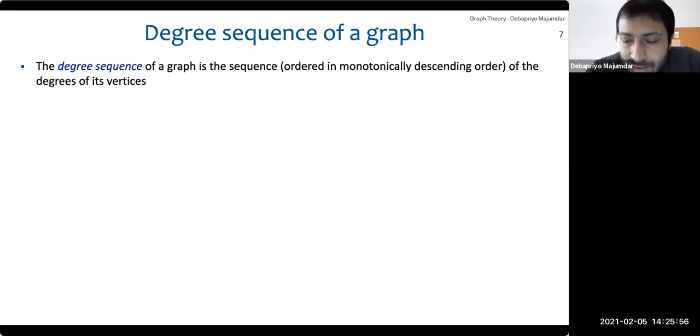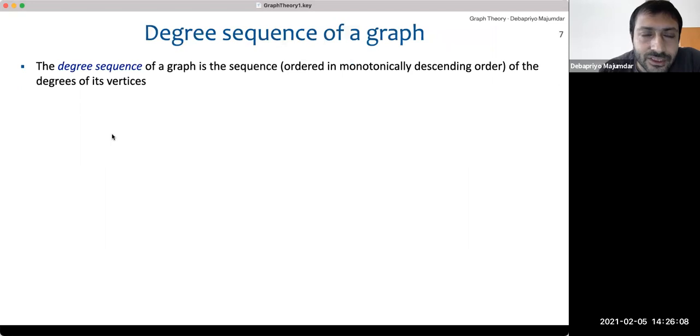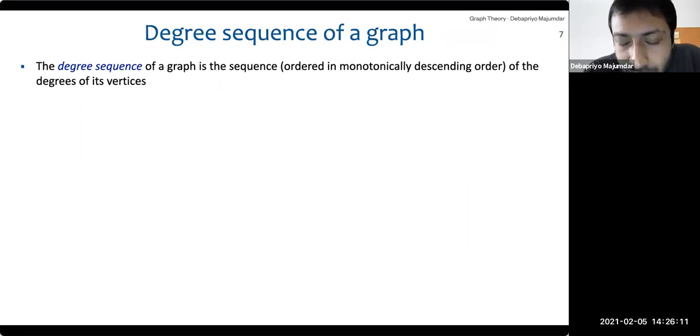Now, for example, this has degree 1, this has degree 2, this has degree 2, this has degree 1. You can write 1, 2, 2, 1, and another person may write differently, in a different order. So just to make sure that we can compare two degree sequences, the convention is to order them in monotonically decreasing, that is, descending order. That means you would write the largest degree first, and then decrease and so on. Of course, the degree can repeat. Multiple vertices may have the same degree.